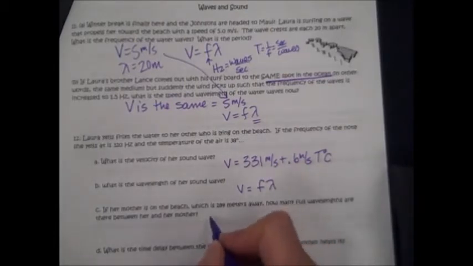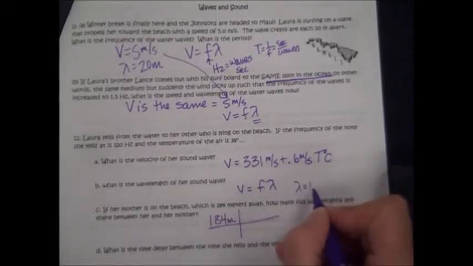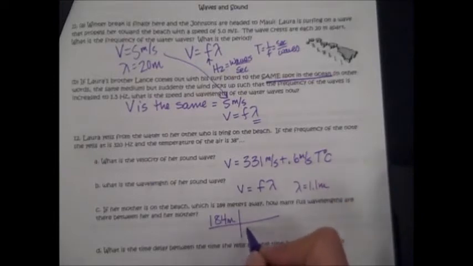And for part C, you know they're a distance of 184 meters away, so this is kind of a conversion. I found that the wavelength was 1.1 meters. So 1.1 meters is equal to 1 wavelength. And you can then convert to get how many wavelengths we're talking about.